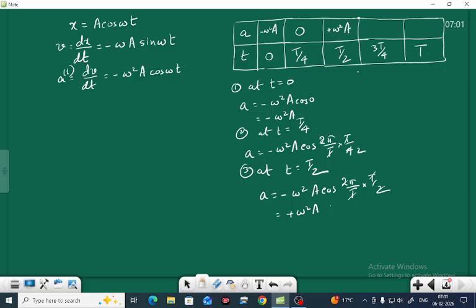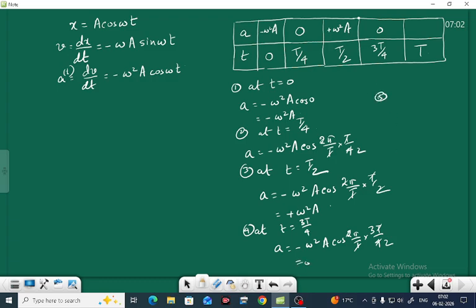Right? Now we get the value at point number 4, at time t equal to 3T by 4. So we are getting acceleration equal to minus omega square a cos omega t, that is 2 pi by T into 3T by 4. So T cancels, 2 into 4, so 3 pi by 2. The value of cos 270 degree is 0. Right? So we are getting the value here as 0.